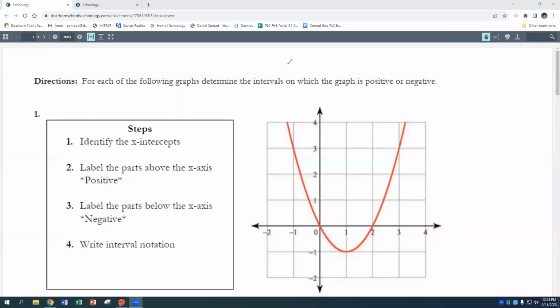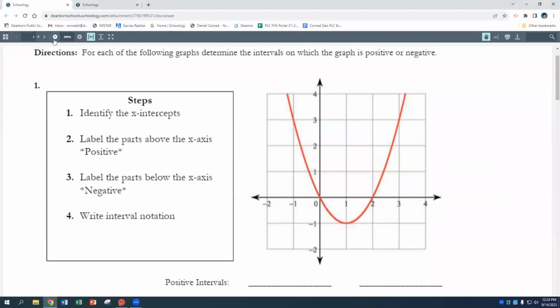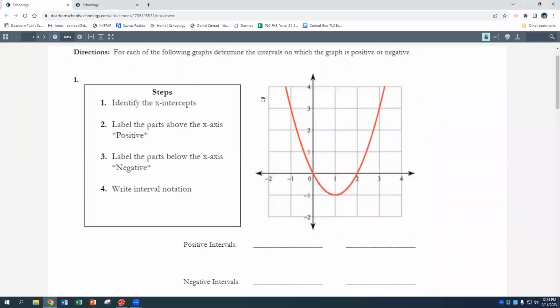All right, this is the worksheet for positive and negative intervals of functions. So let me zoom out a little bit. For the first one here, let me start by highlighting my x-axis. That's the first thing we want to do. My x-axis is going to be right here. A function is going to be positive when it's above this x-axis, and the function is going to be negative when it's below the x-axis.